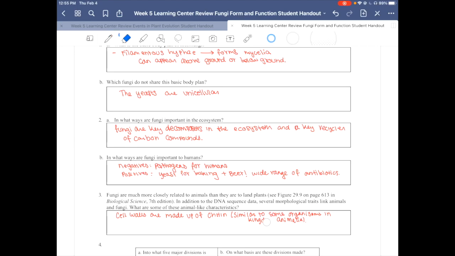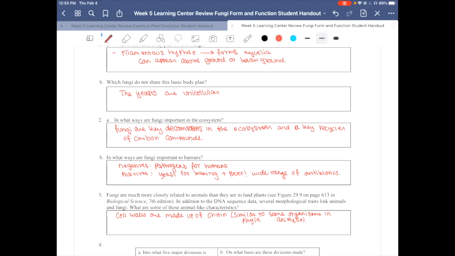Oops, sorry, I said kingdom, but it's phylum or phyla. And yeah, the next point that was made was the external digestion. That also shows that they are heterotrophic, like animals, rather than phototrophic, like plants.